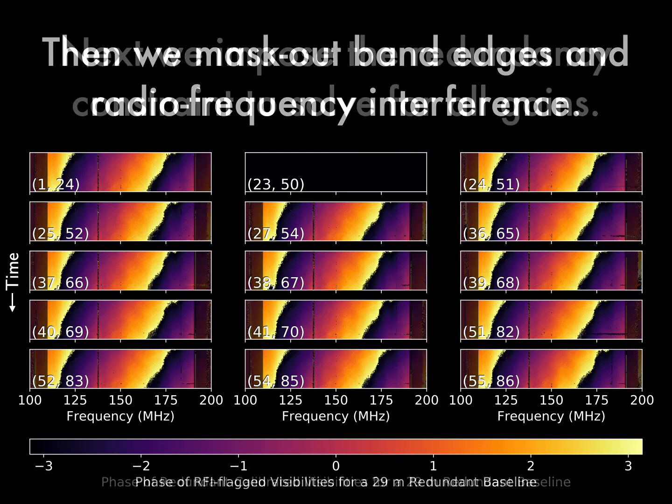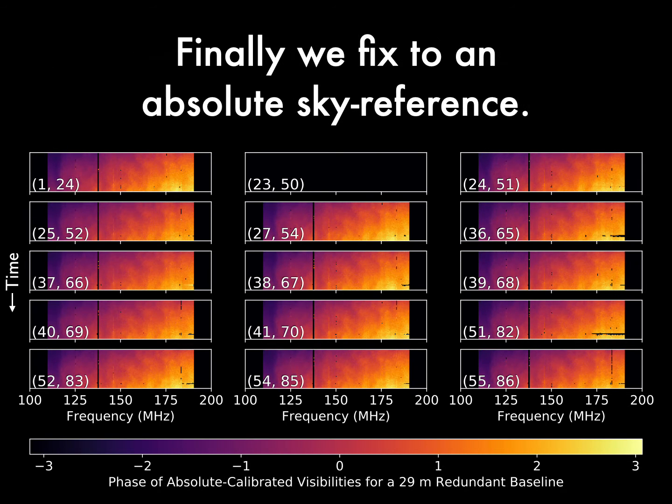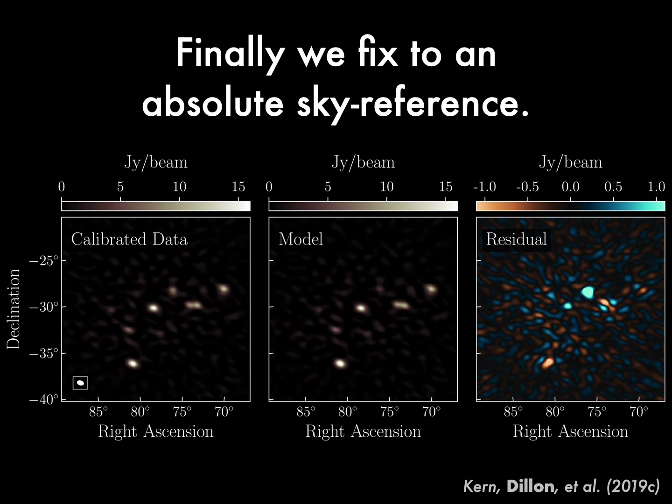So then we flag out some band edges and radio frequency interference, which is a whole other topic. And we fix to an absolute sky reference. So there are still a few modes that we can't solve for purely with internal degrees of freedom. We do actually have to make maps and compare them to the sky and try to calibrate the last few degrees of freedom in there. But this seems to be working quite well.